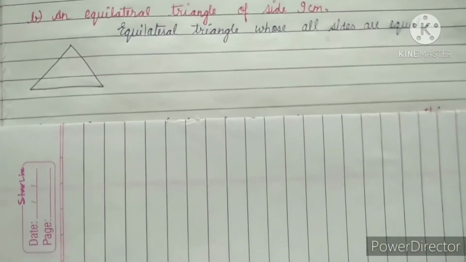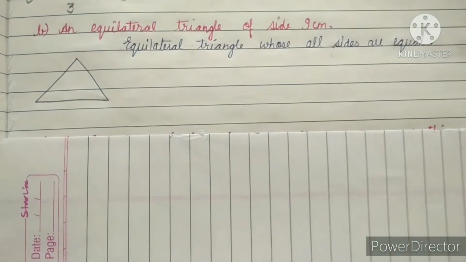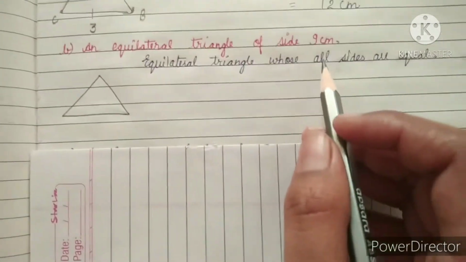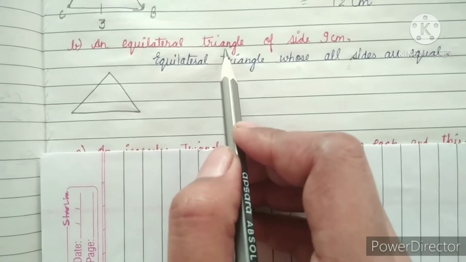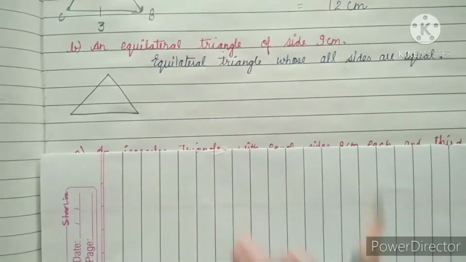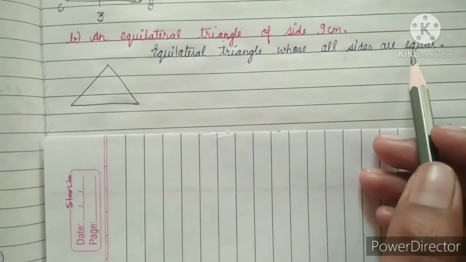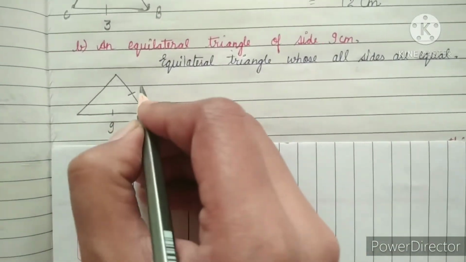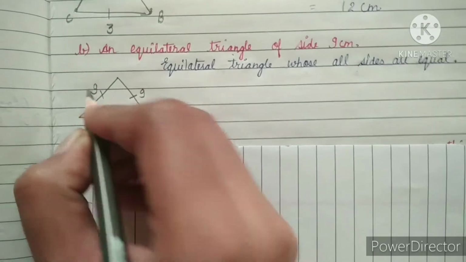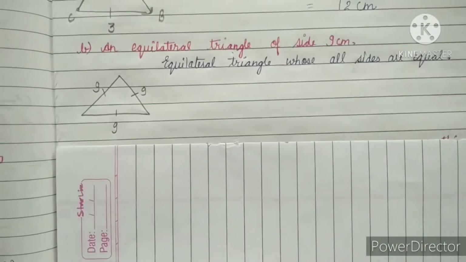B of 6th is an equilateral triangle of side 9 centimeter. Now in B we have an equilateral triangle. So what is the meaning of equilateral triangle? Equilateral triangle means whose all sides are equal. If one side is 9 centimeters, the others are also 9. We have to find this figure's perimeter.